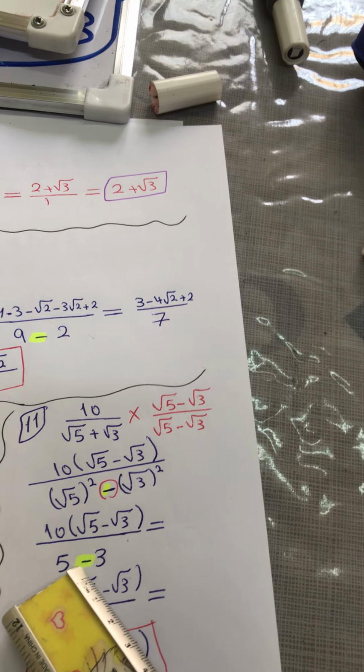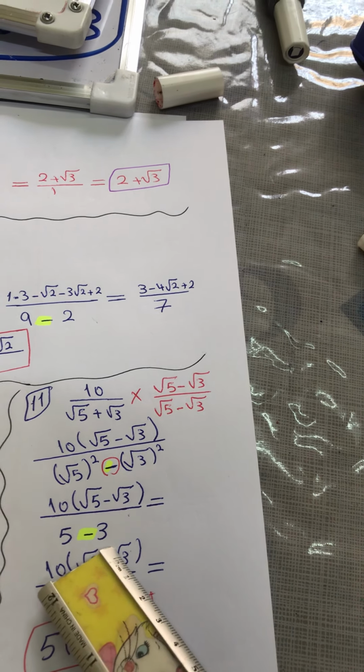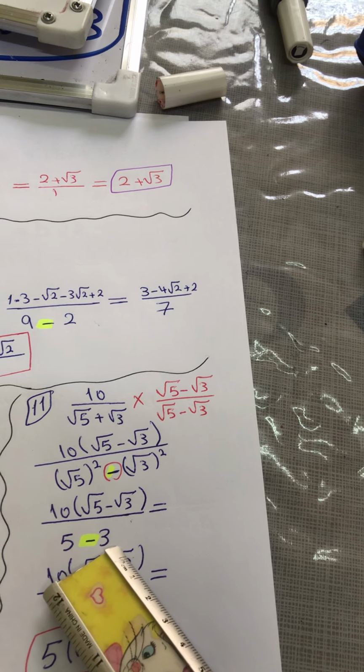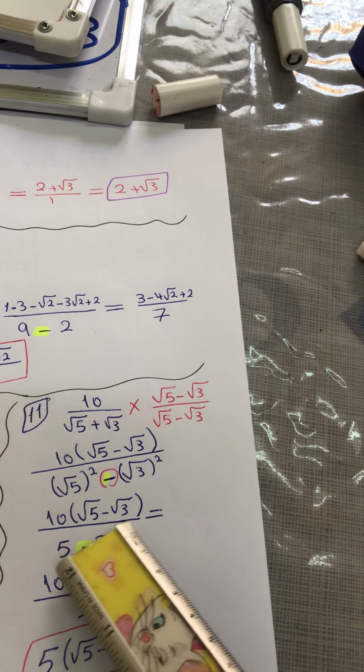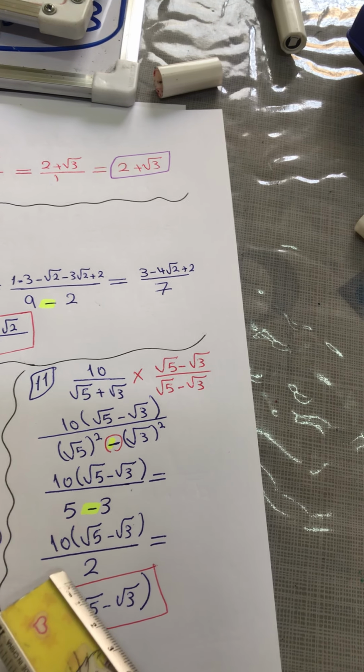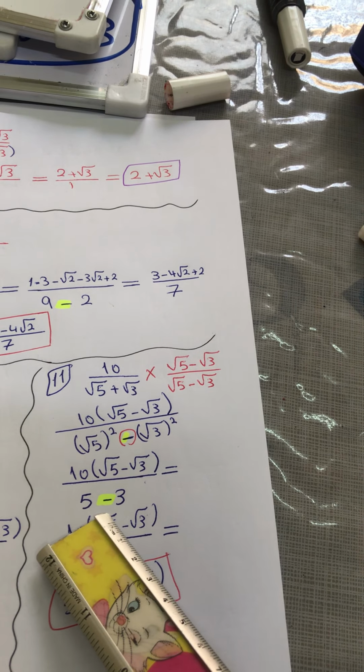Let's solve it down. Square root of 5 times itself equal 5. Square root of 3 times itself equal 3. So it will be 5 minus 3. And up, 10 multiply square root of 5, 10 multiply negative square root of 3, like this. Don't distribute. Find the answer down in the beginning.